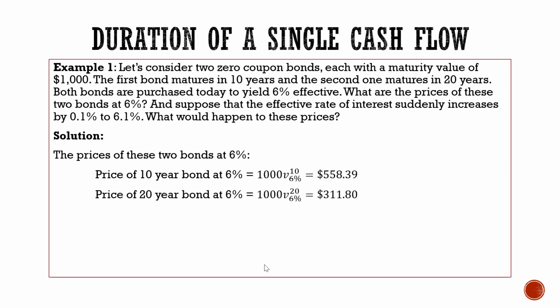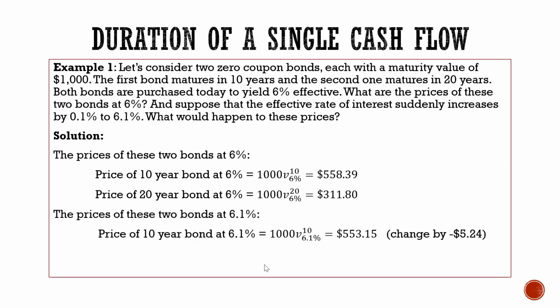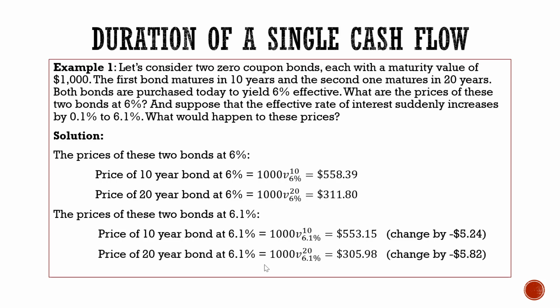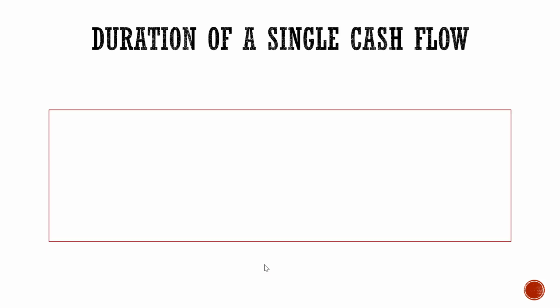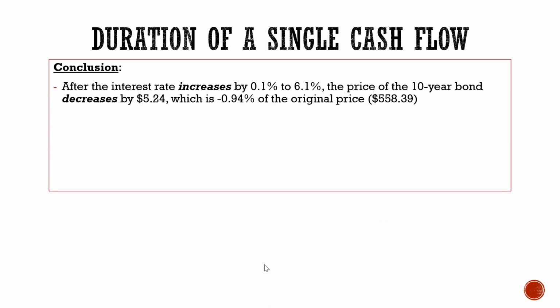It's clear that before an increase in interest rate, the price of the 10-year bond is 558.39 and the price of the second bond is 311.80. After the interest rate suddenly increases by 0.1%, the price of the 10-year bond is 553.15, dropped by $5.24. And the price of the 20-year bond is 305.98, dropped by $5.82.